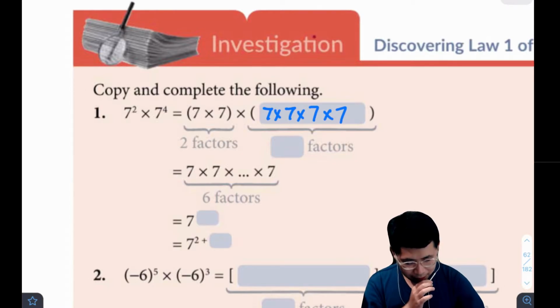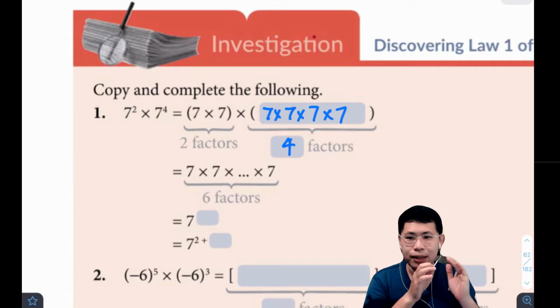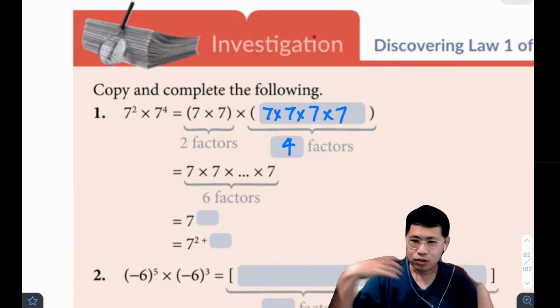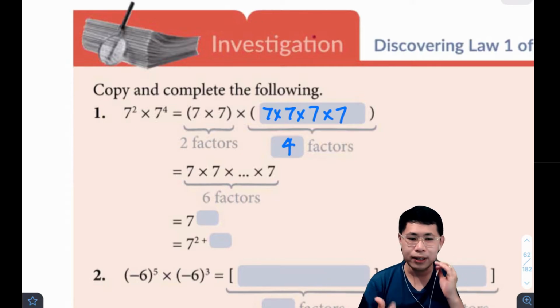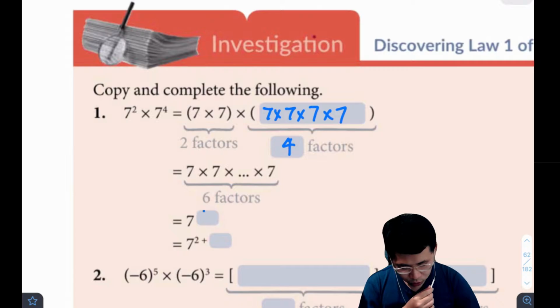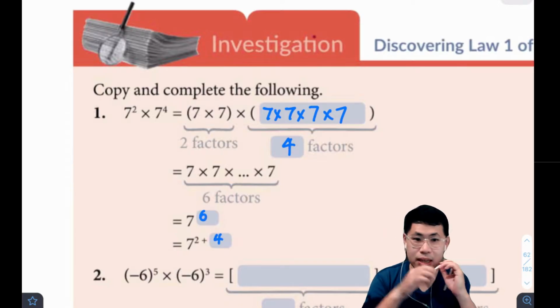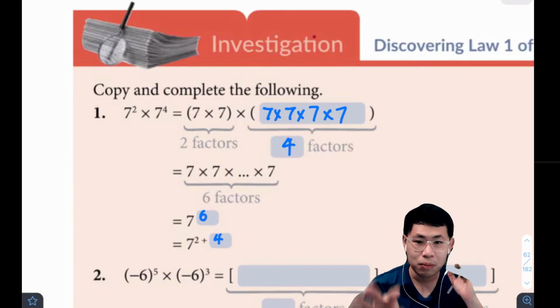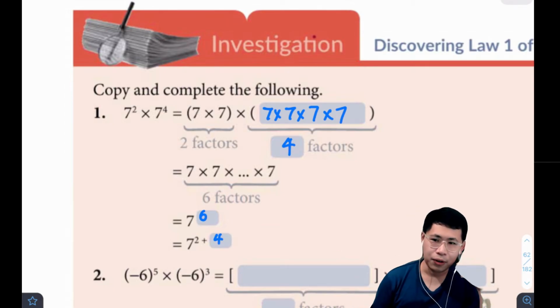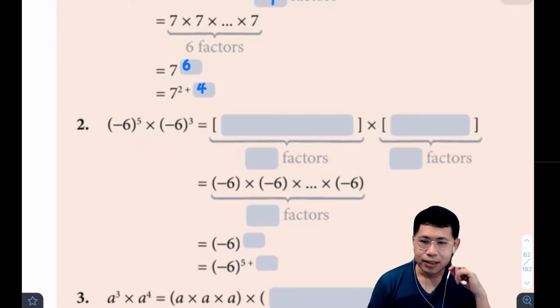Okay? And with this one, when we combine them, because we are all doing multiplication, it's all the same thing, so we just combine them together, 6 factors. So it is 7 to the power of 6, which is also equivalent to 7 to the power of 2 plus 4. So we can add the powers together. Okay, let's take a look at number 2 over there. Same thing over there.